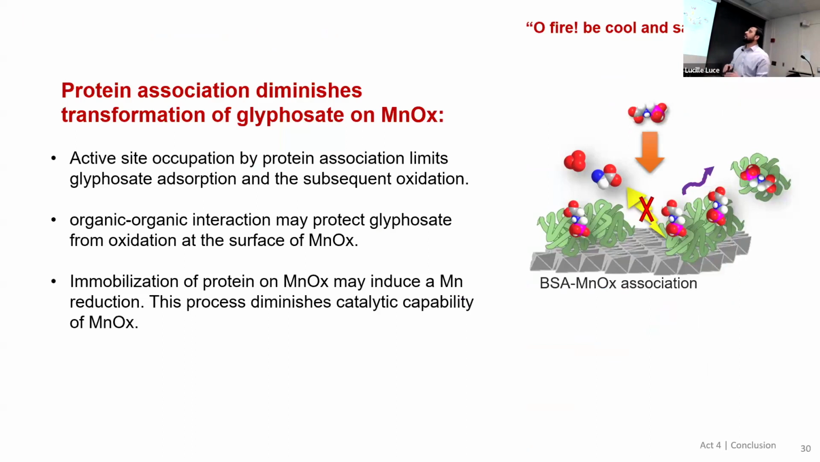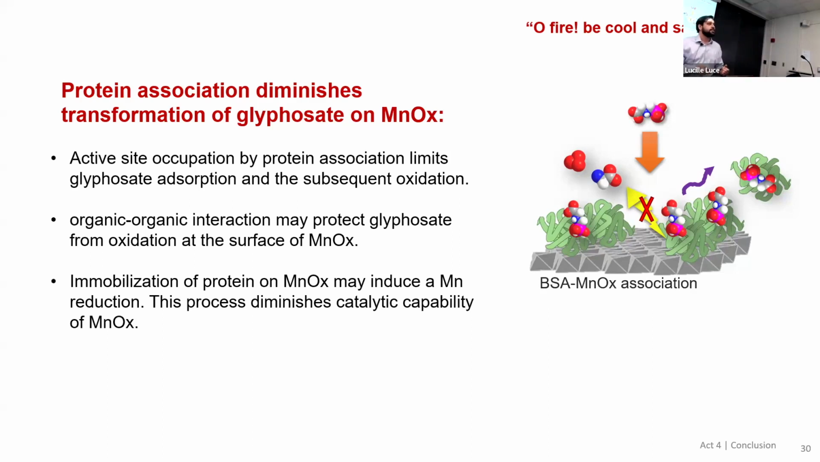So here, I'm summarizing the protein association impact. It looks like the active site is occupied by the BSA protein. Then what's happening? It limits the adsorption and subsequently limits transformation rates. Another thing that we found from the STD-NMR study is organic-organic interaction. So how does it change the system? If you have organic-organic interaction, glyphosate has less chance to interact with the surface and to be degraded. So it protects glyphosate from that.